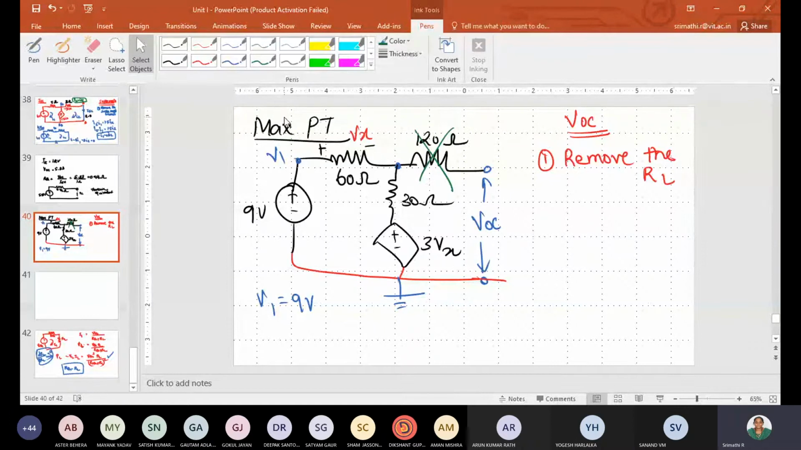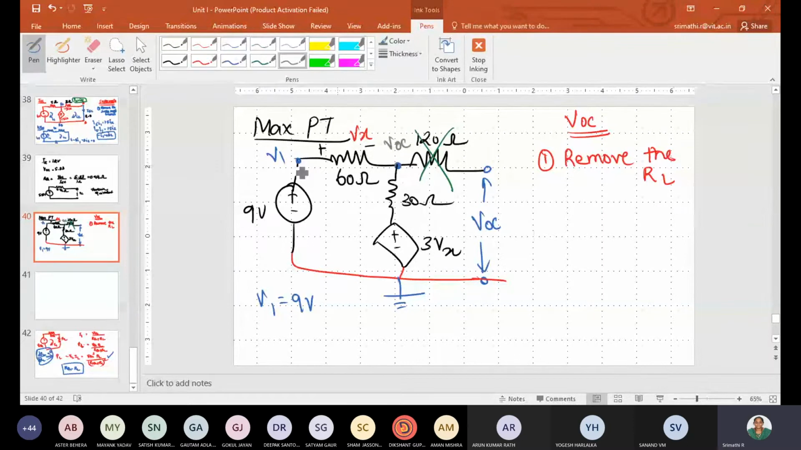Remove the RL and see there won't be any current flow here. There won't be any current flow in the 120 ohms. So we won't consider this. So we have only one node. This node is said to be VOC. Okay. So tell me the equation for VOC. How will you write it for VOC?